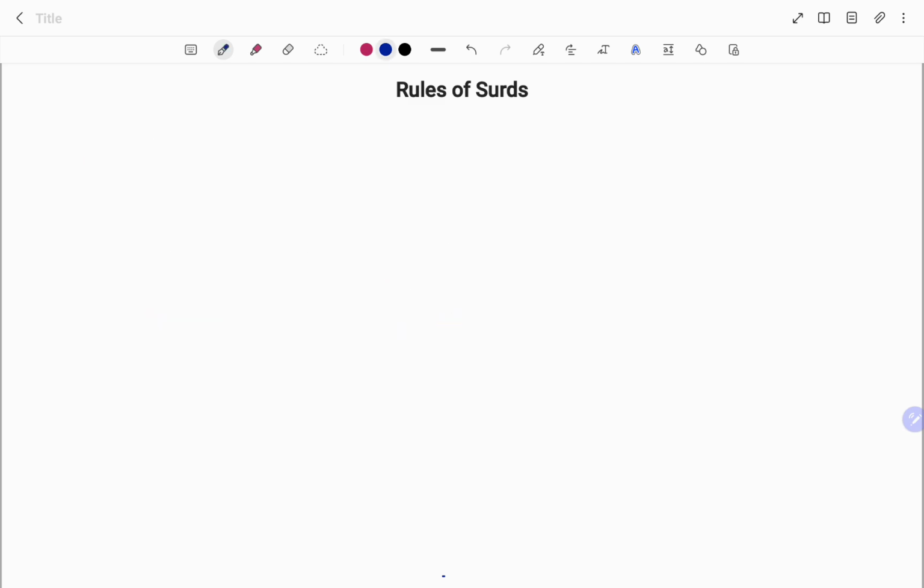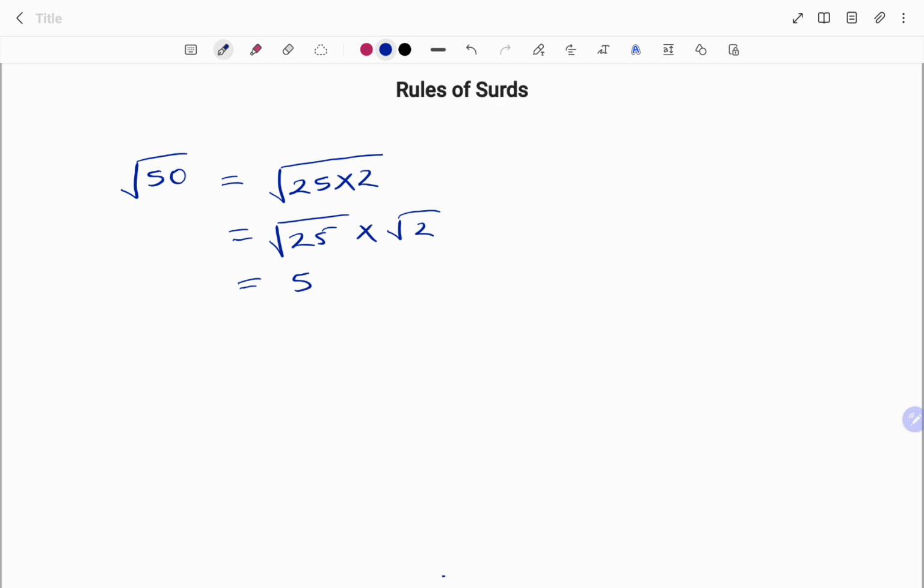For the two rules explained above, I can either go forward or backward. Let me show you an example. If I have to find the square root of 50 using the surd rules, I can split this up into a perfect square, that's 25 times 2. I can further split this up to square root of 25 times square root of 2. Square root of 25 is 5 times square root of 2, and this will give me 5 root 2.